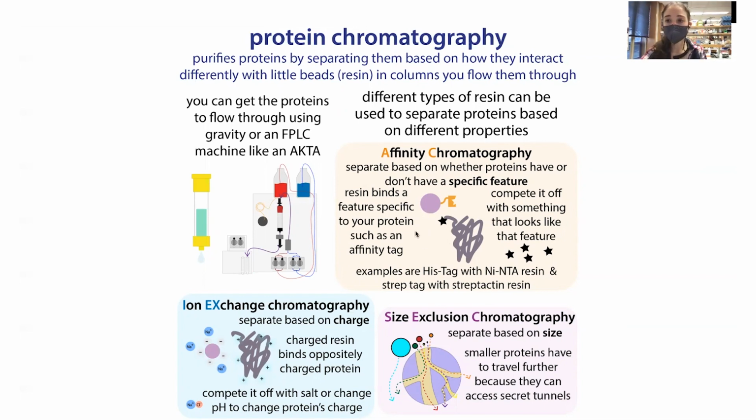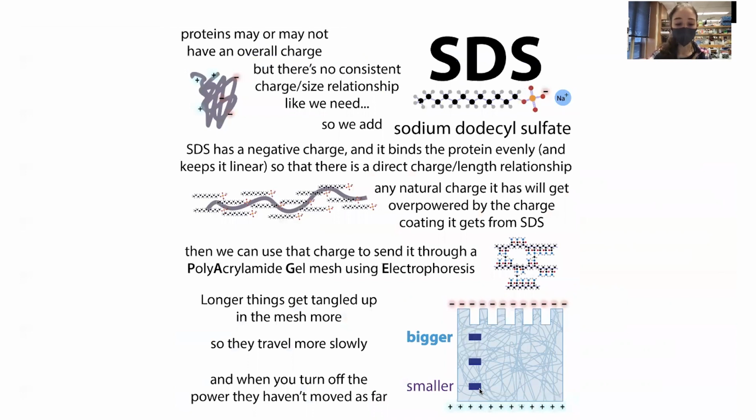Since you don't have the tag now, you're going to separate based on properties of the protein itself, untagged and natural. We can take advantage of its charge with ion exchange chromatography, where you have a charged resin, and then you can compete off with higher amounts of salt. And then there's size exclusion chromatography, which separates things based on size. Basically these beads have little pores, and the smaller things can travel through all of the pores, so they have to travel further. The bigger things can't fit through the smaller pores, so they don't have to go through them.